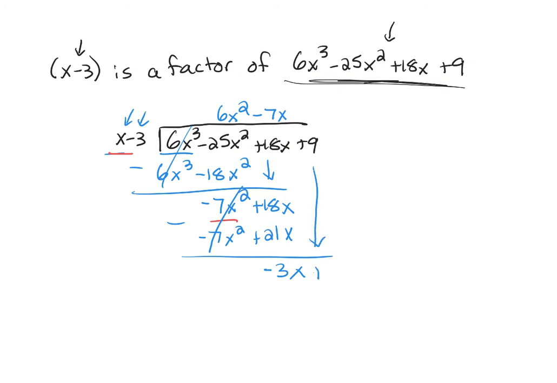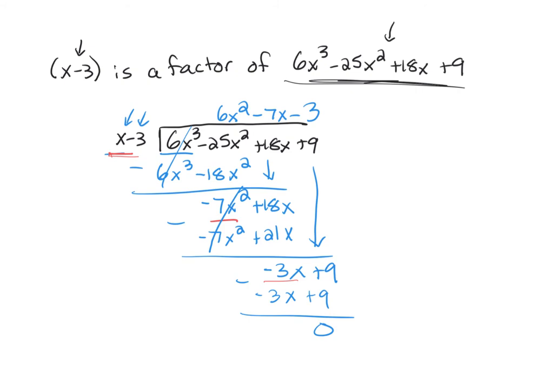Bring down the 9. And then look at your coefficients. Negative 3x divided by x is minus 3. And then multiply, so negative 3x plus 9. When you subtract, there's our remainder, 0.